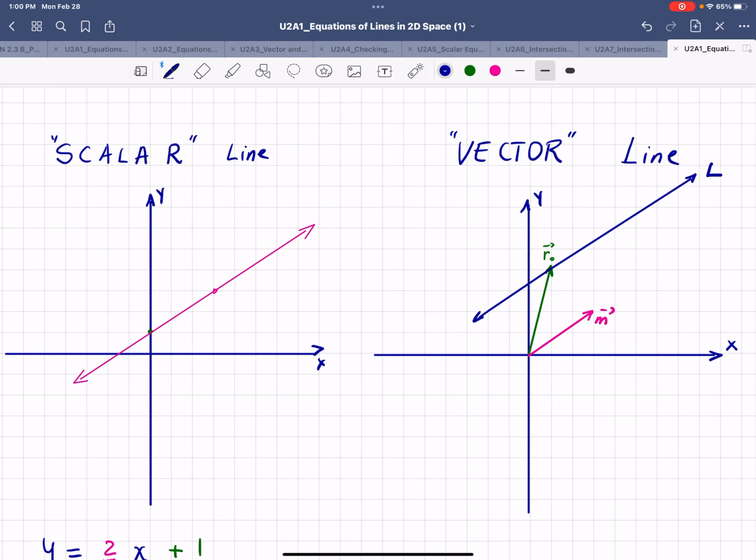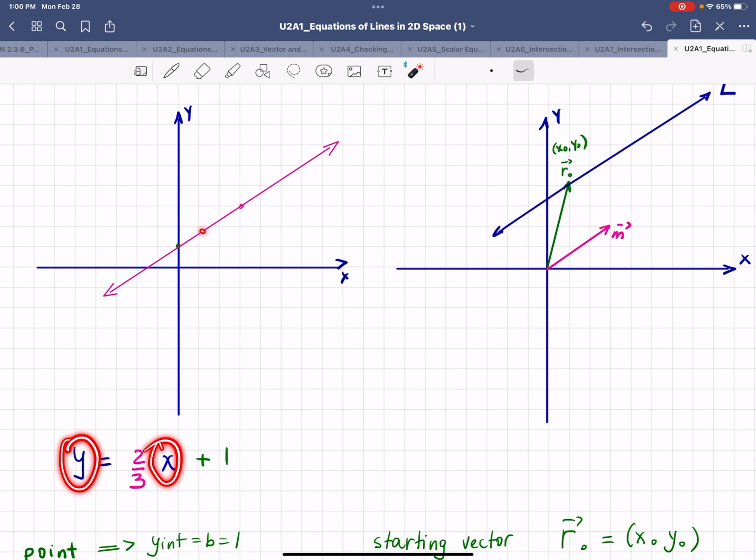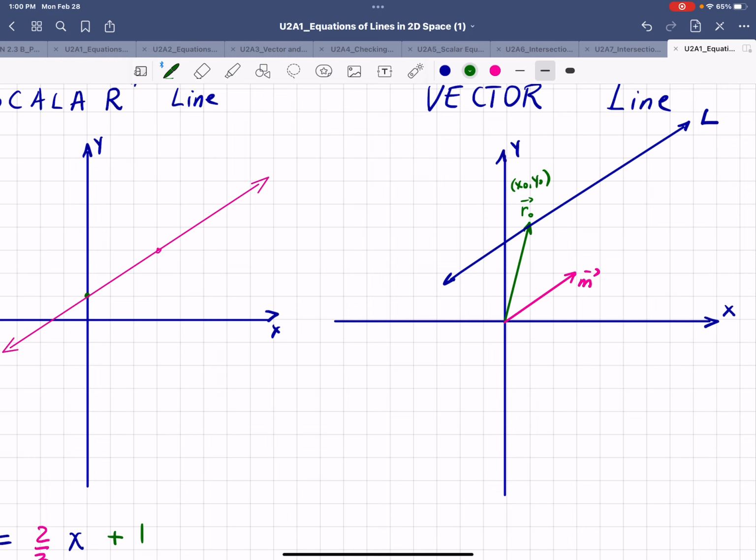Now, in order to describe the line, we're going to look at it as a line that contains two specific points. The first specific point that we use is the head of vector r0, our starting vector with coordinates x0 and y0. The second point that we use can be any point on the line. Recall that x and y can be any point on the line. For example, I'm going to pick a point somewhere on this line, say this point here, the point P.